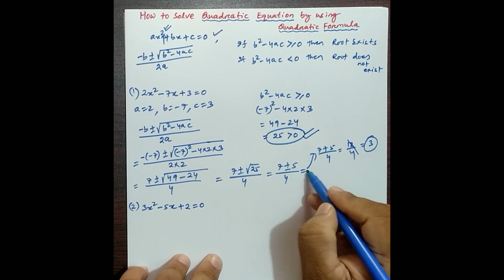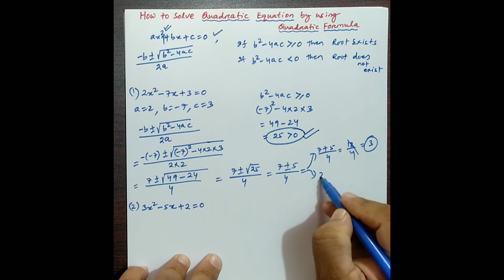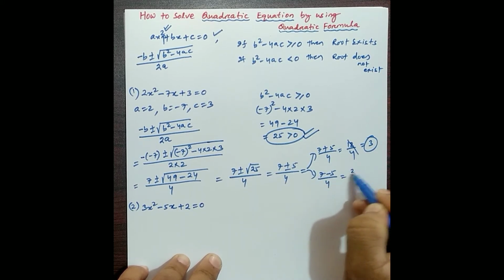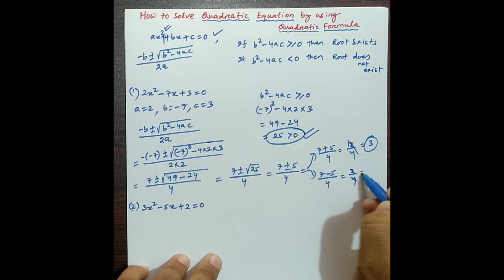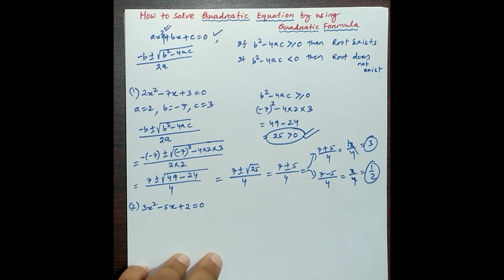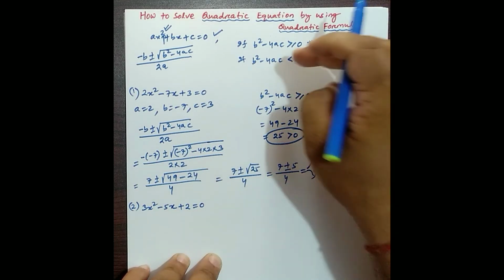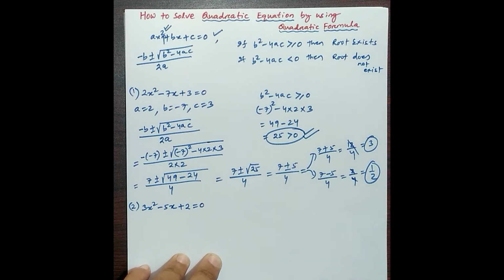Okay, then what is the second root? I am writing, that is 7 minus 5 by 4. Okay, so this one is what? That is 2 by 4. Cut. So you are getting 1 by 2. This is the second root. Fine. So in this way, you can easily find the roots of the quadratic equation by using the quadratic formula method. One more example.